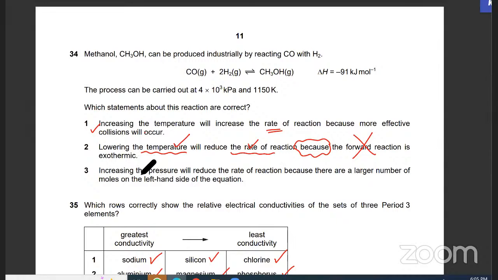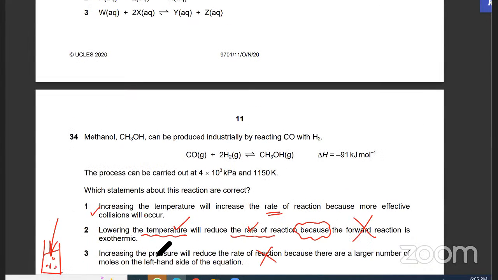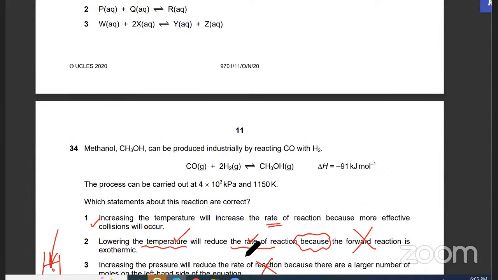First thing, that is wrong, because when you increase the pressure, you're basically compressing the gas. If you're increasing pressure, the particles would be closer together and you'll have a faster reaction. So that part is wrong. It's not going to reduce it. So only one is correct, because this is clear: increasing the pressure increases the rate of the reaction.